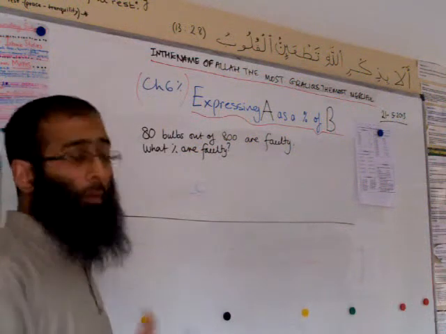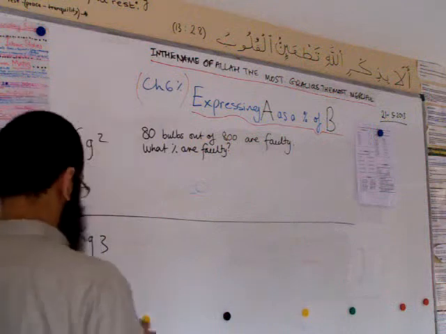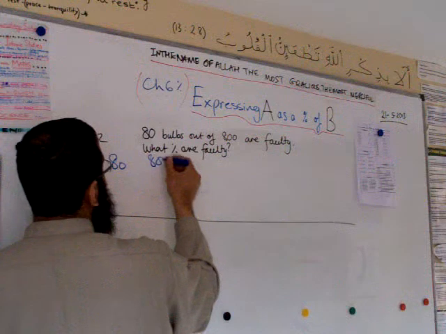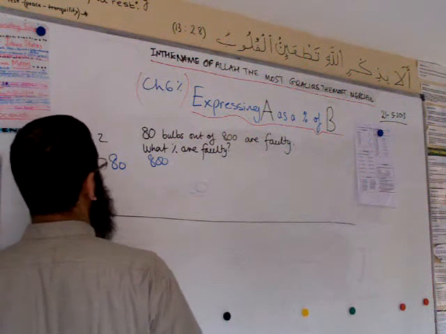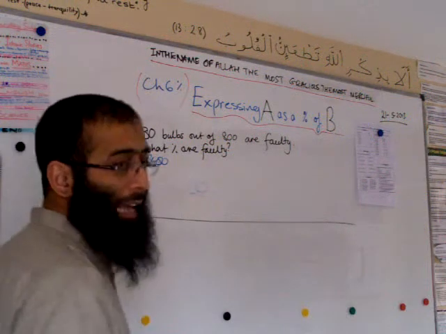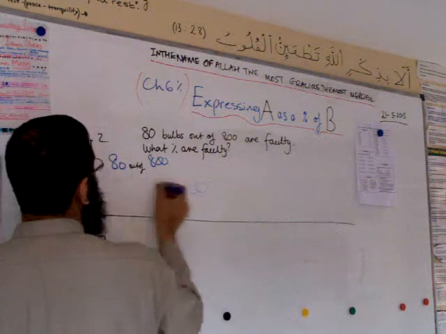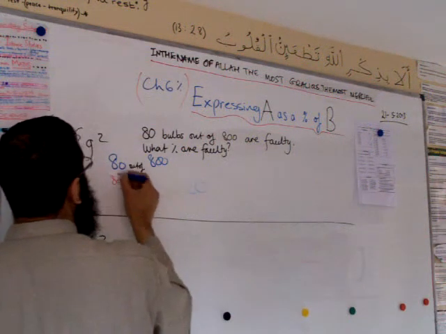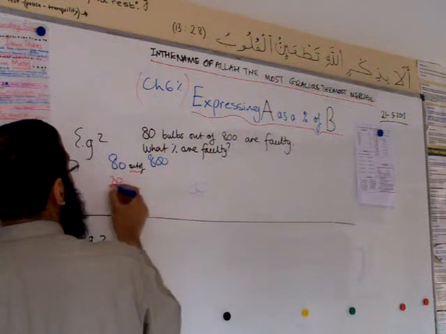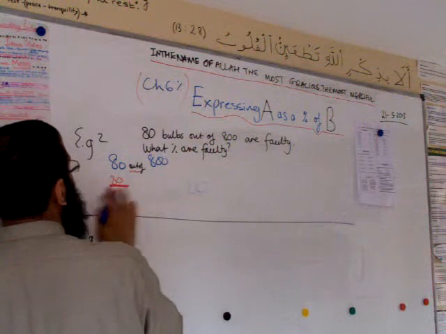We've got to work out how many of the bulbs are faulty. So let's set out the question. What did we say that "out of" means in this context? You put the first number on the top, and the "out of" means, what does it mean?